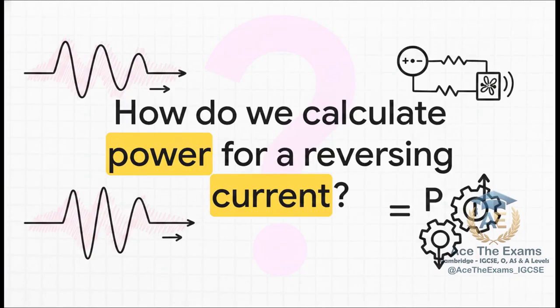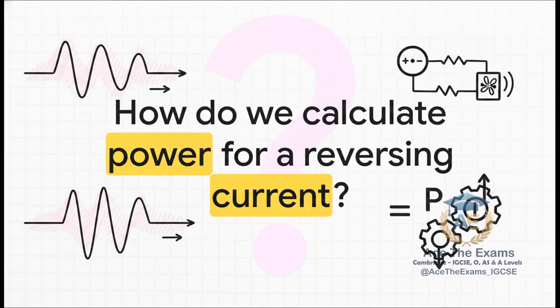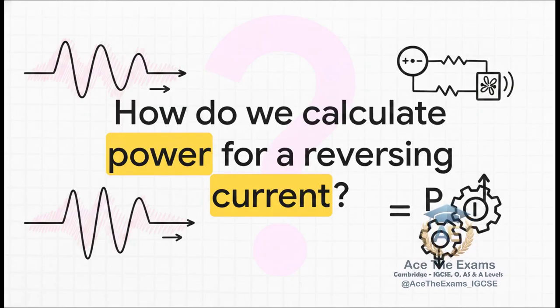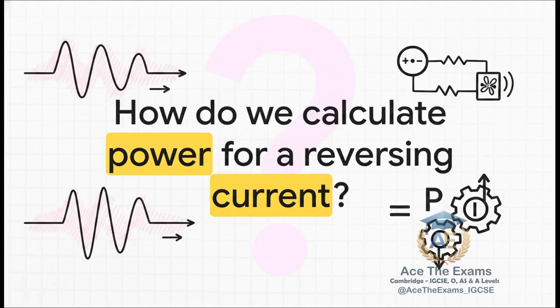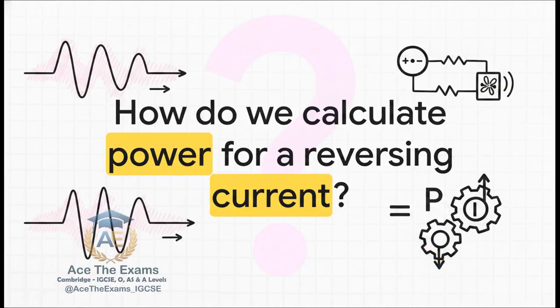If the current is continuously dropping to zero and spending half of its time flowing backwards as a negative value, how on earth do we calculate the power it generates? Sam usually panics here and guesses that the average power is zero because the positive and negative cancel out. No way. Think about the actual physics.